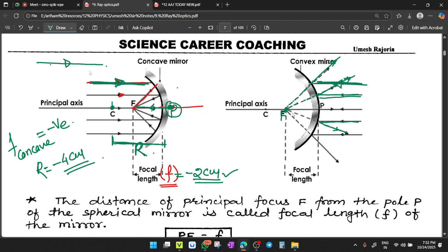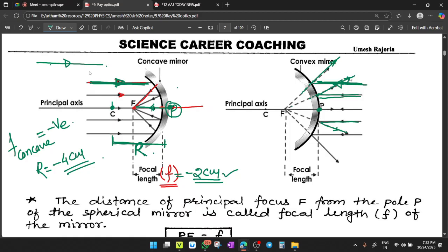Here the focus is virtual because in real time the rays are not meeting. We just imagine that they are coming from that point. Got it? So here the focus point will be virtual. Now tell me, what is the sign of focal length here? Is it positive or negative for a convex mirror? Exactly. The focal length of the convex mirror will be positive.